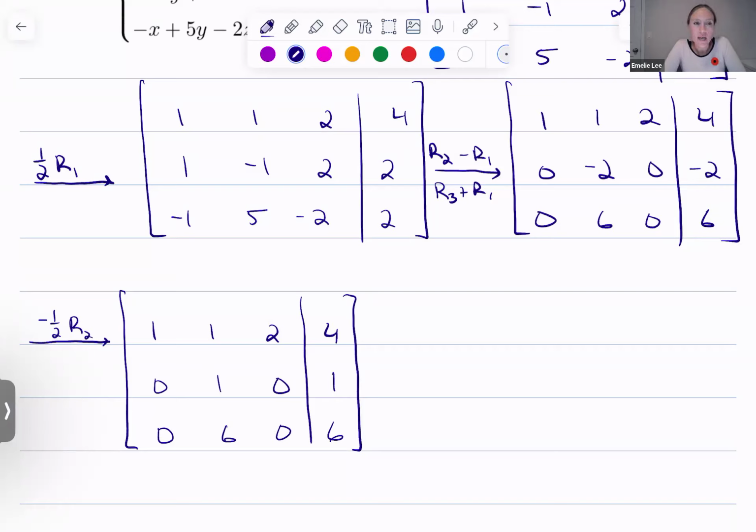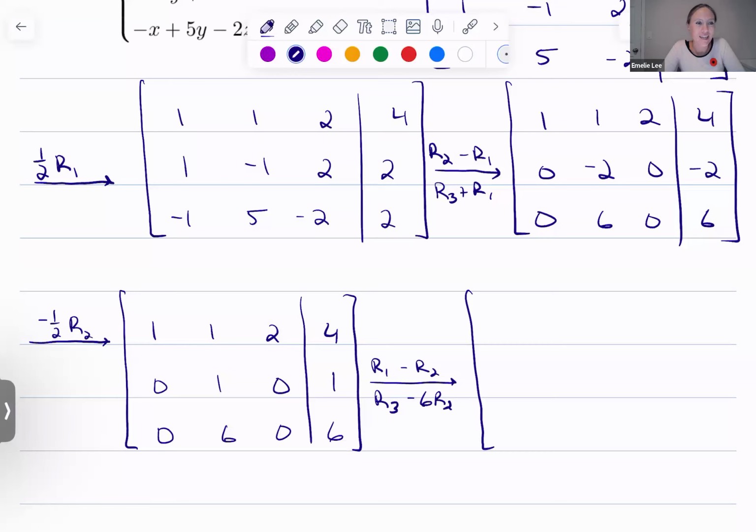And so we have this one that I'm going to pivot around. So from row 1, I'm going to subtract row 2, and from row 3, I'm going to subtract 6 times row 2.